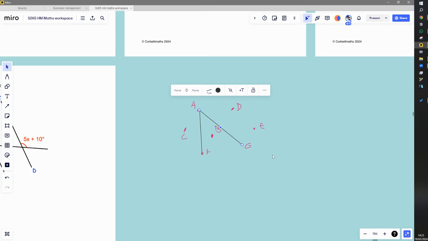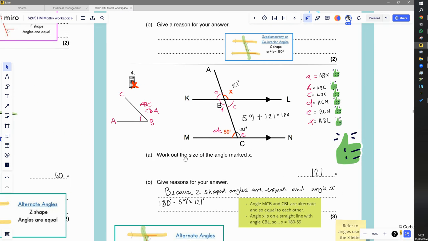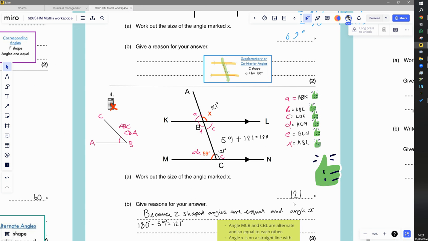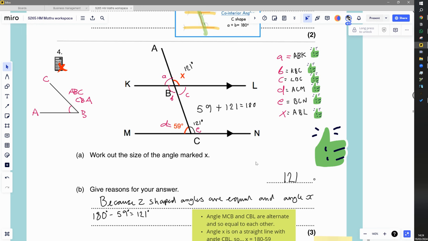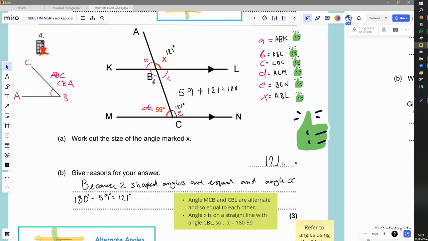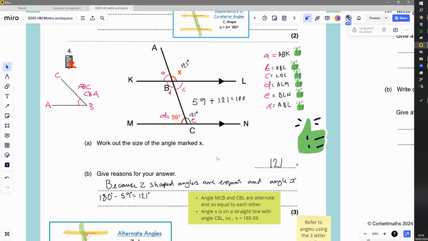So this three-letter angle notation is very useful to use, especially when you're having to give reasons for an answer to a question. So if we said why is angle X 121, well, they want you to also be able to explain the reason as well as just getting the answer right. And for that, it's useful to use this three-letter notation and sometimes the two-letter notation for referring to actual sides. So that's a good thing to get into the habit of.